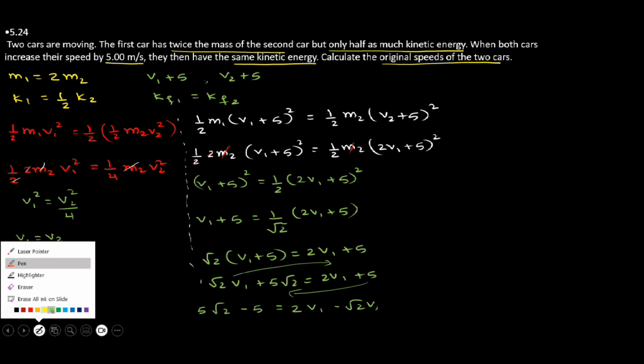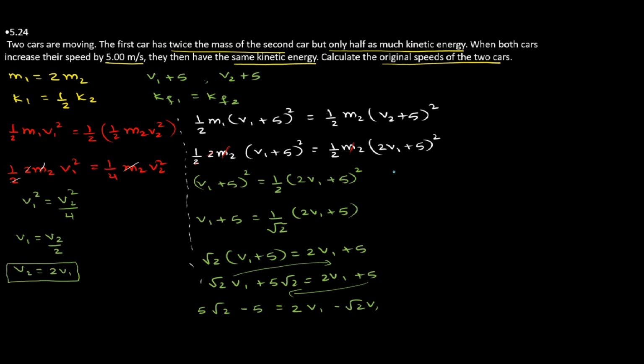Now I take the common terms together for V1. And we write 5 root 2 minus 5 equals V1 times (2 minus root 2). Now divide by 2 minus root 2. V1 will be (5 root 2 minus 5) divided by (2 minus root 2). When you solve this, you get your V1 as 3.53 meters per second.